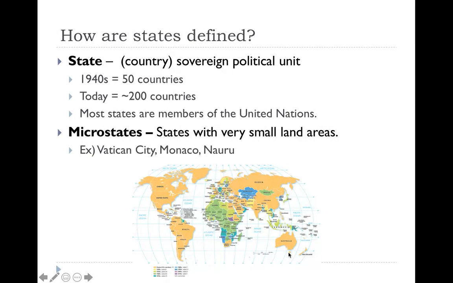We also have a lot of microstates, and these are states that are really small. They have very small land areas, and a good example of that would be like the Vatican City, although that's not recognized by the United Nations. We also have Monaco and Nauru, and there's some others as well. A lot of times those microstates tend to be little islands in the Pacific or Atlantic Oceans, but obviously there's others as well that are not islands.